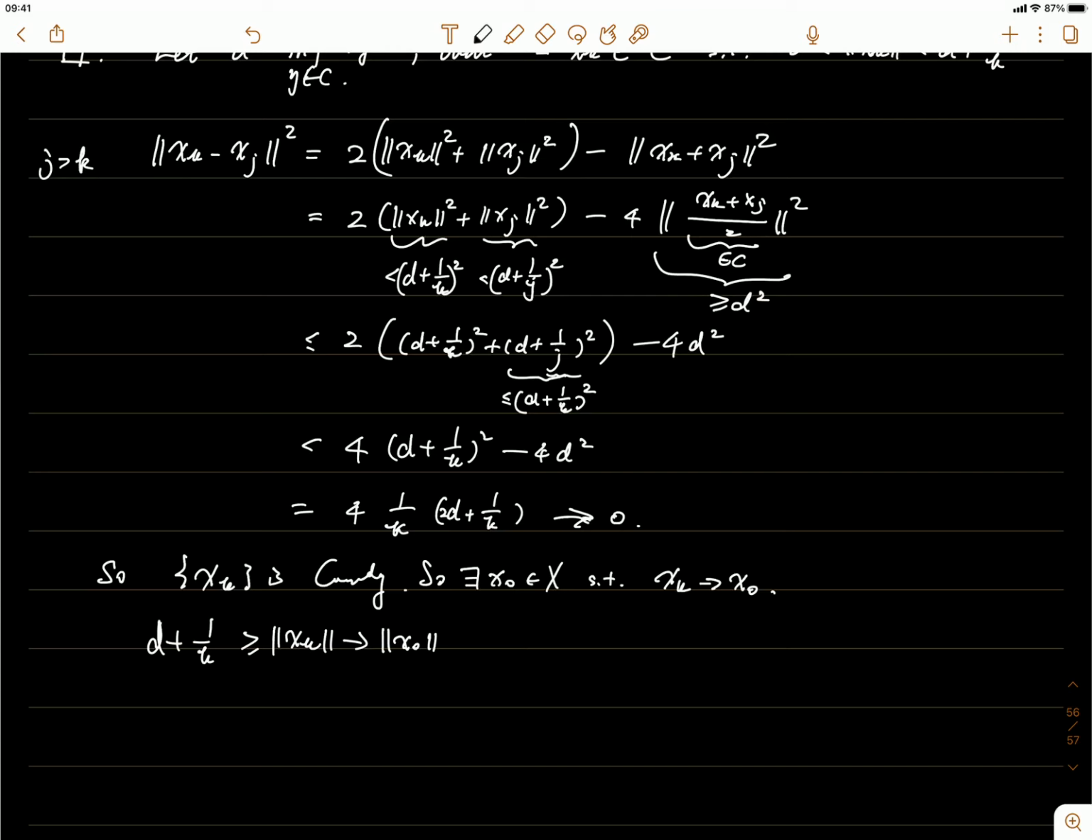Okay, as k goes to infinity, I know that this approaches D, so this one has to be less than or equal to D. But on the other hand, this x naught is in C, because C is closed.